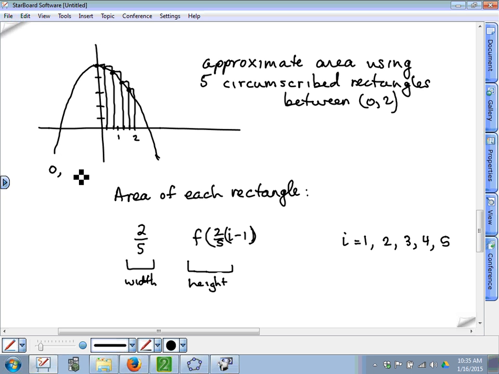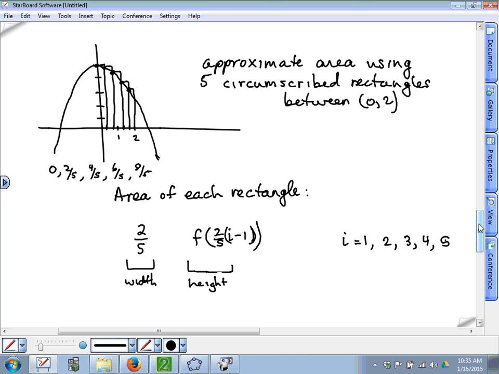Okay. Let's just check what it is we're going to be plugging in. We're going to be plugging in a 0. What would the next thing be that we're going to plug in? 2/5. And then we're going to plug in 4/5 and then 6/5. And shouldn't we end with 8/5? Would this formula end with 8/5 if i equals 5? Yes. 5 minus 1 is 4. 4 times 2 is 8. So that would end with 8/5.